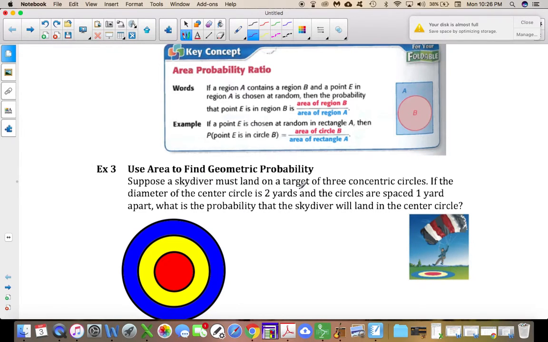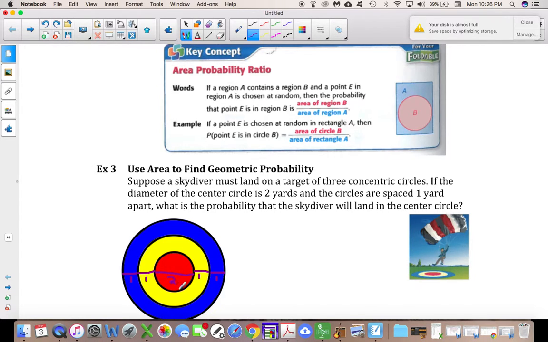Suppose a skydiver must land on a target of 3 concentric circles. If the diameter of the center circle is 2 yards, okay, stop. I'm going to go ahead and mark this as 2 yards. Pretend that line is straight. And the circles are spaced 1 yard apart. So from here to here is 1 yard, and from here to here is 1 yard. I'm going to mark that on the other side, because you'll see in a minute why that is important information. So, what is the probability that the skydiver will land in the center circle?